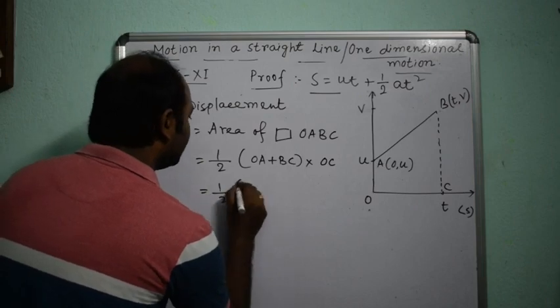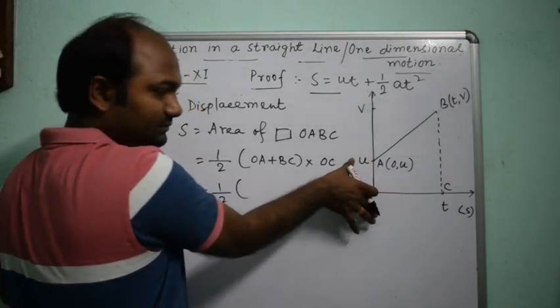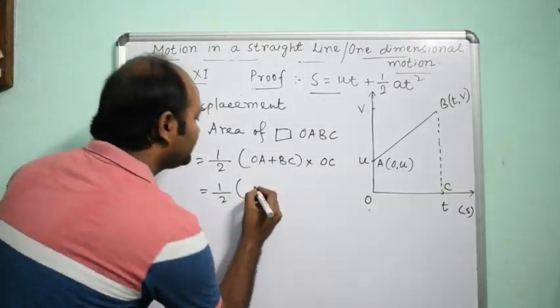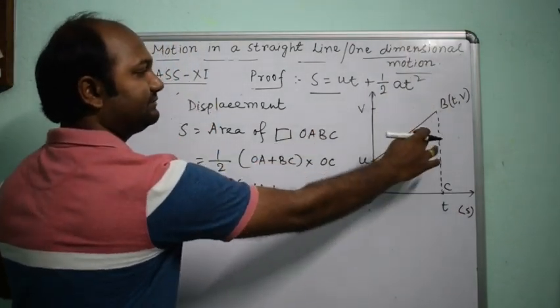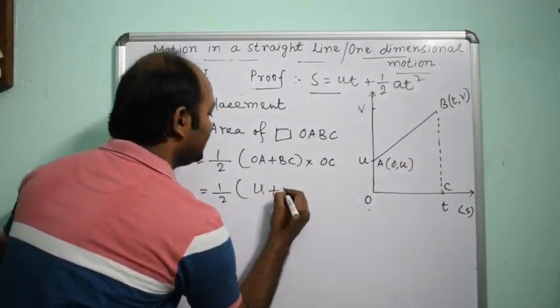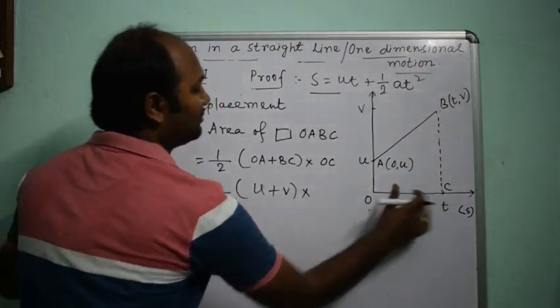So half into OA, this length is u, plus BC, that is v, into OC. OC means t.